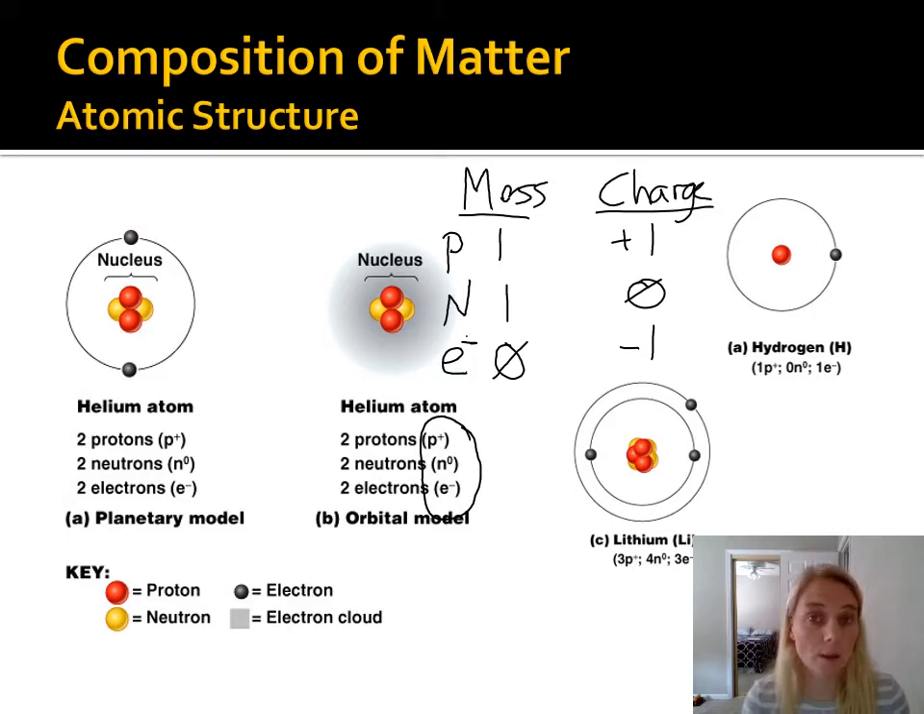They have 1 atomic mass and they have a +1 charge. Neutrons are found in the nucleus. They have 1 atomic mass and no charge. Electrons are found outside of the nucleus. They have no mass and a -1 charge.